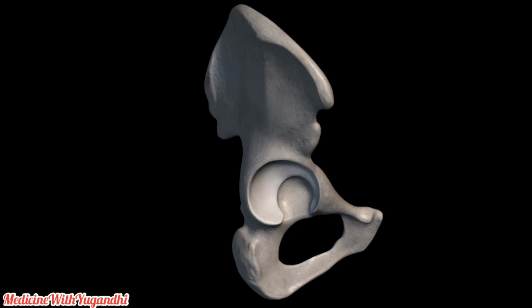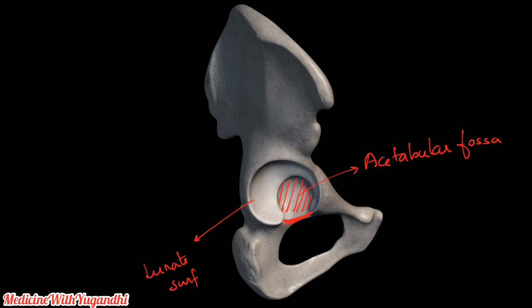Then what you're seeing here is the acetabular notch, and this hollow portion is the acetabular fossa. The acetabular fossa is non-articular and is filled with a pad of fat. This surface is the lunate surface of the acetabular fossa. The lunate surface is a horseshoe shaped area which articulates with the head of the femur.